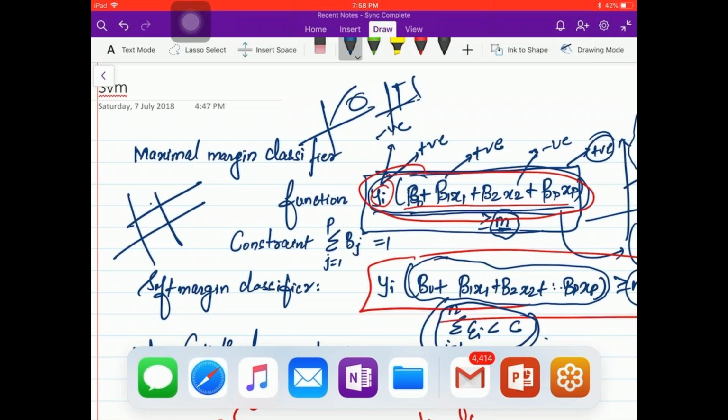Quick question, sorry. Yeah, so the error, this thing, right?